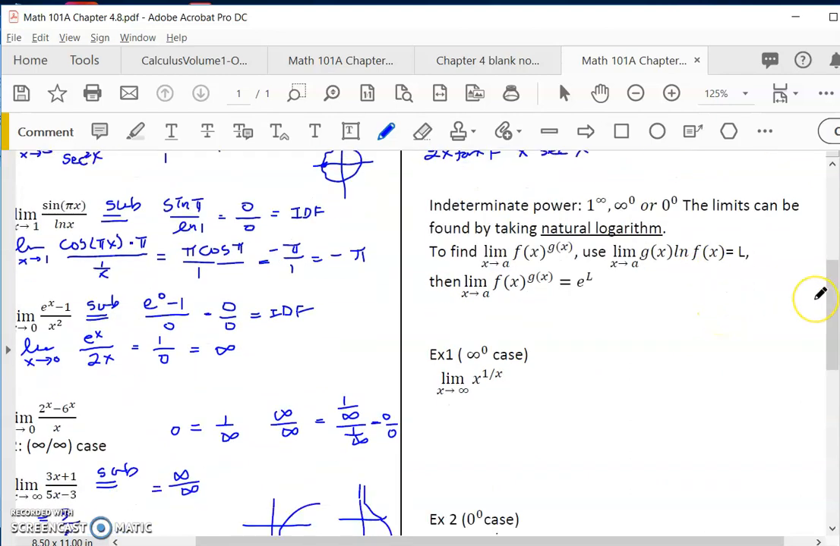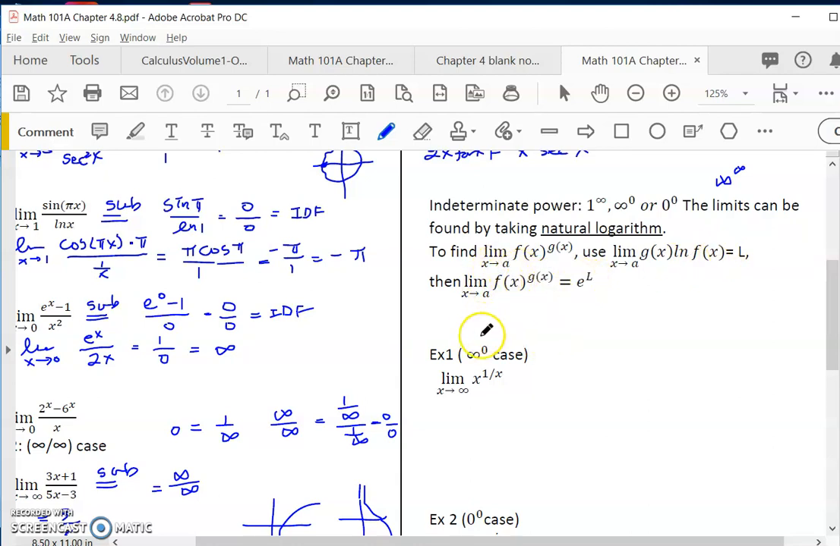The other cases that might benefit from L'Hopital's rule are when the direct substitution result is 1 to the power of infinity, infinity to the power 0, or 0 to the power 0. Notice if it is infinity to the power infinity, that is just infinity, so there's no need to consider that case. The way to do this is to take the natural log for the limit L and then find the limit as e to the L.